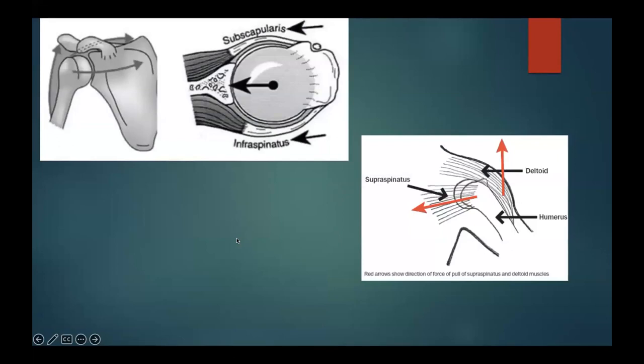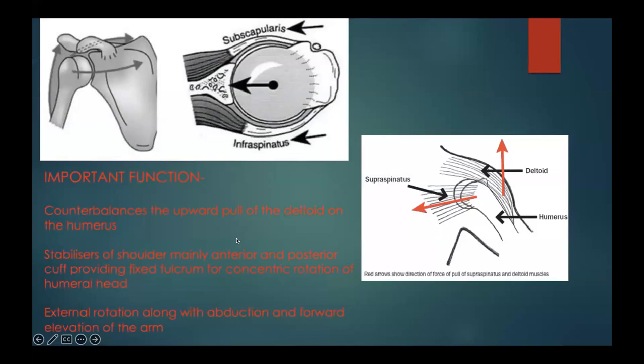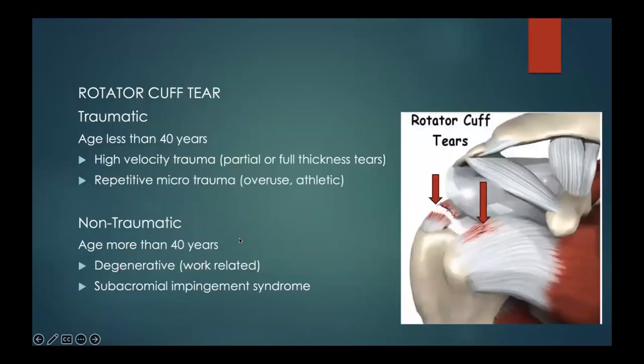The rotator cuff is a dynamic stabilizer of the glenohumeral joint. The centering of the joint by the cuff is achieved by balancing the force couples around the glenohumeral joint. The important functions are: it counterbalances the upward pull of the deltoid on the humerus, stabilizes the shoulder, mainly the anterior and posterior cuff, providing a fixed fulcrum for concentric rotation of the humeral head, external rotation along with abduction and forward elevation of the arm. The rotator cuff tear can be traumatic or non-traumatic.